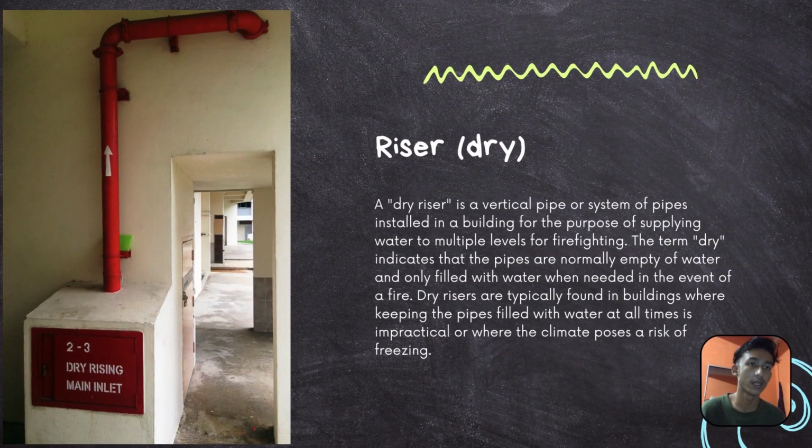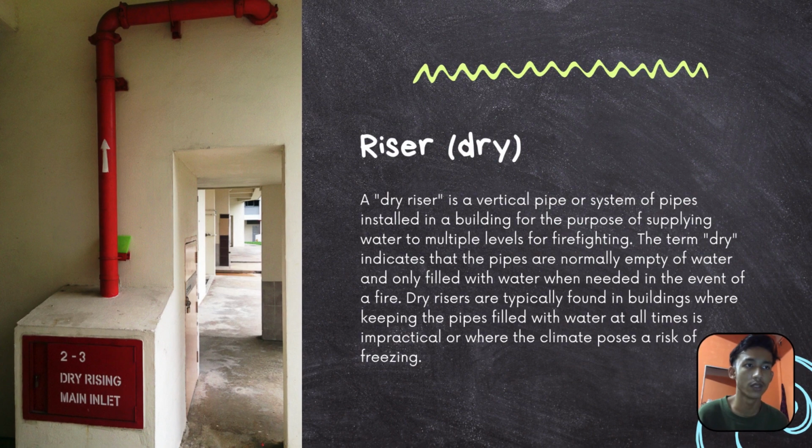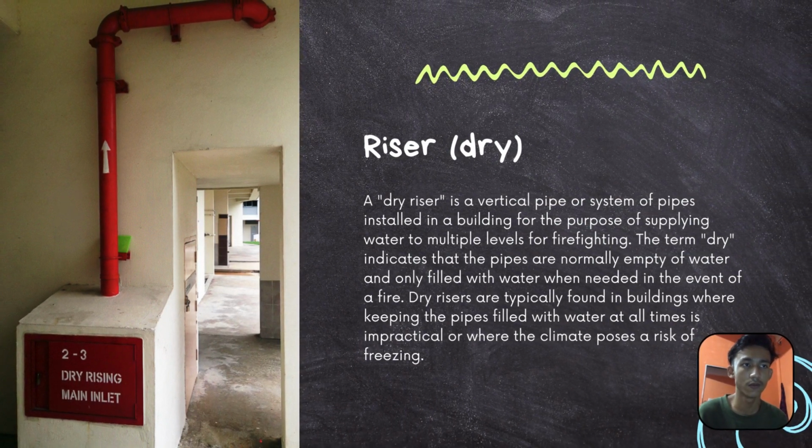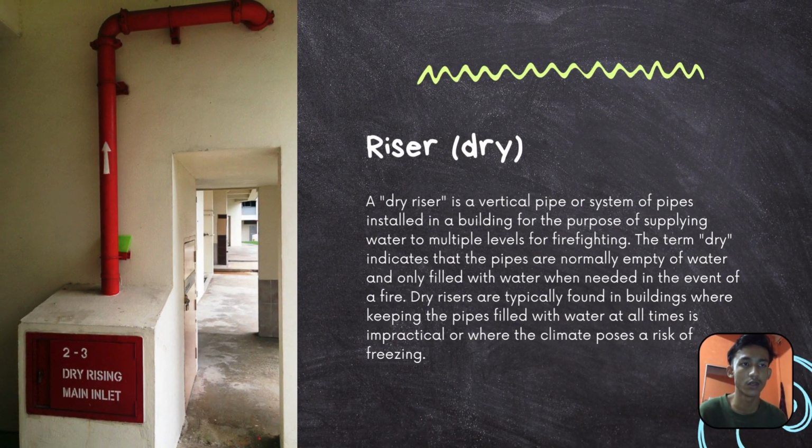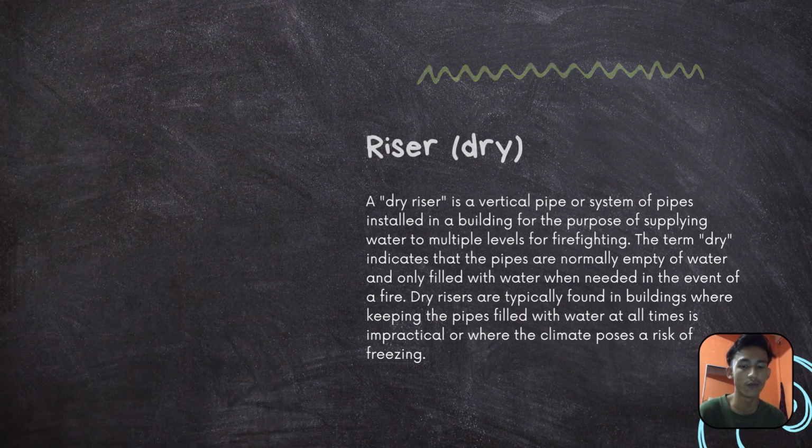What is a dry riser? A dry riser is a vertical pipe or system of pipes installed in a building for the purpose of supplying water to multiple levels for firefighting. The term dry indicates that the pipes are normally empty of water and only filled with water when needed in the event of a fire. Dry risers are typically found in buildings where keeping the pipe filled with water at all times is impractical or where the climate poses a risk of freezing.